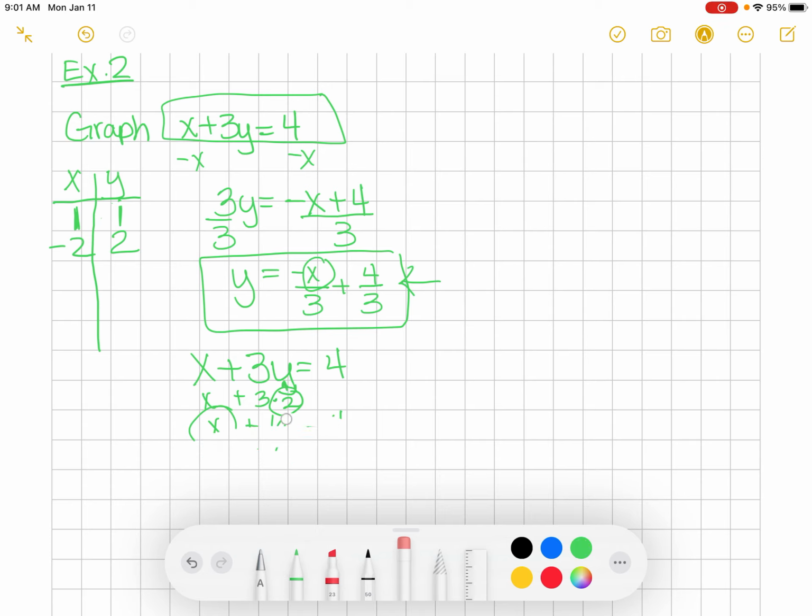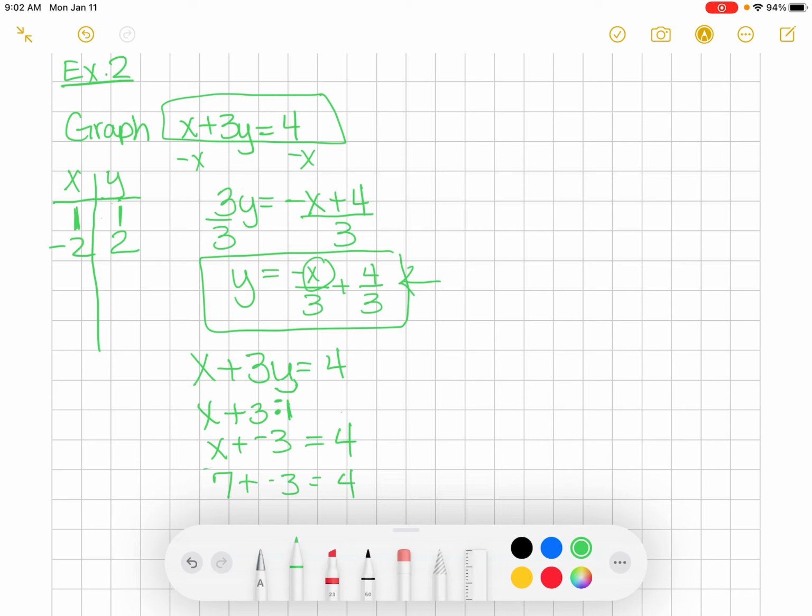Okay, let's do one more. I'm going to pick a different y. I'm going to go ahead and pick a negative for y. You don't have to, but I think it might be easy here. Okay, so x plus 3 times negative 1. Well, 3 times negative 1 is negative 3. So what does x have to be to make this 4? Okay, so x would have to be, y'all are probably trying to figure it out in your head, right? Try to figure that out. It would have to be 7.